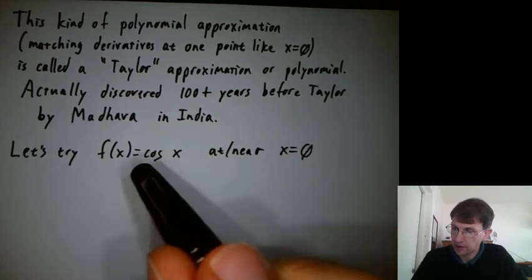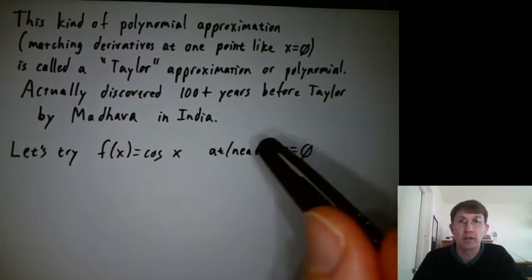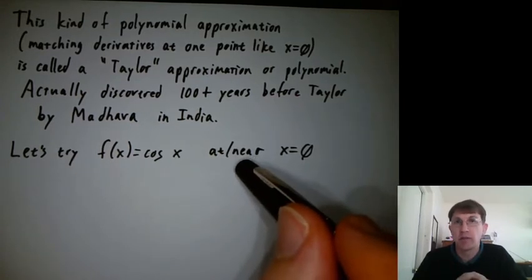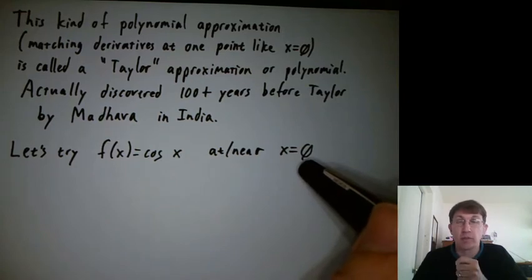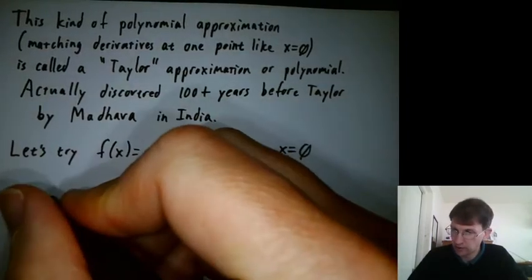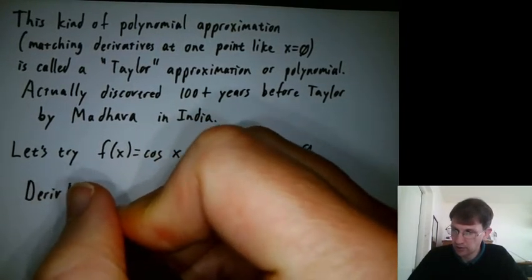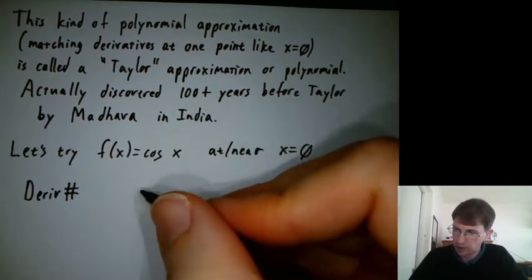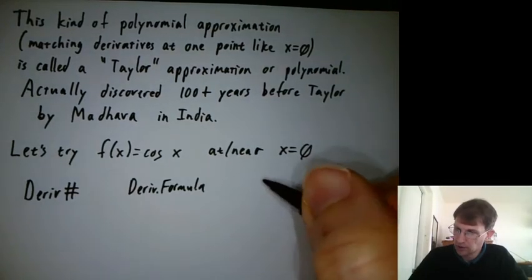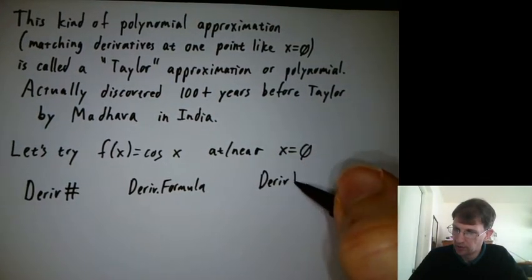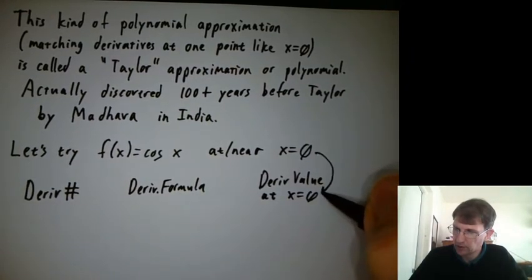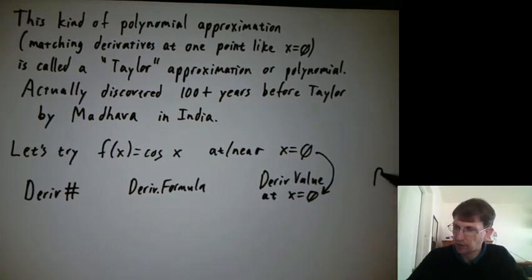Let's keep going and talk about approximating cosine x at or near x equals 0. Why do I say at or near? Well, we do the computations of derivatives at x equals 0, but we want approximations for values near x equals 0. So let's make the same kind of table we did before. We'll have our derivative number, which you could also call the order, the derivative formula, the derivative value at x equals 0, because that's what we said there, and then the polynomial term.